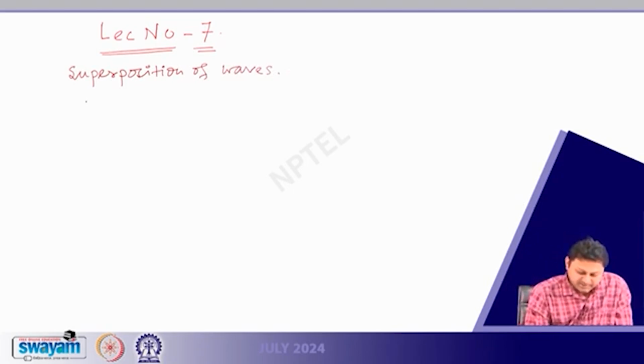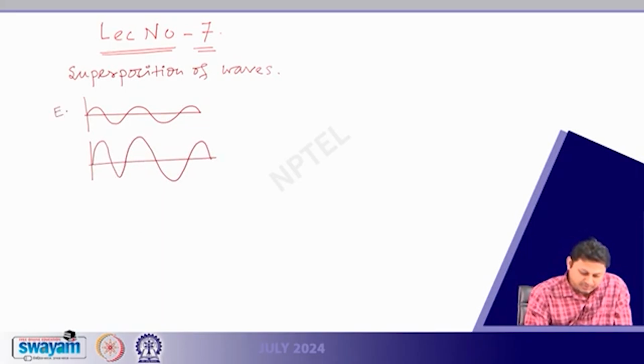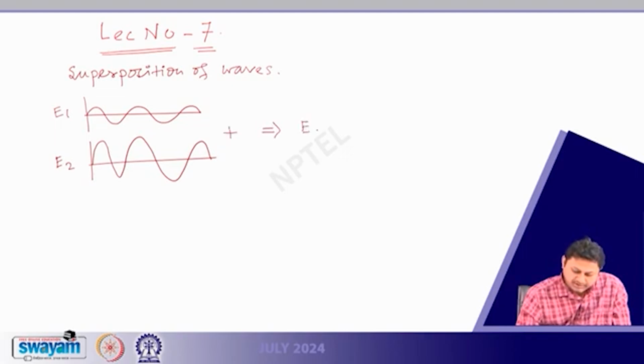So in the last class we discussed that if we have two harmonic waves with the same frequency but different amplitude, like these two waves E1, E2, then if I add these two, I can get a resultant wave ER, which is the linear superposition of these two waves E1 and E2.